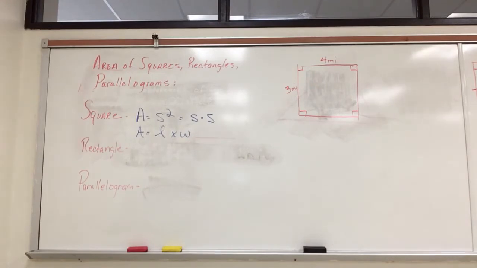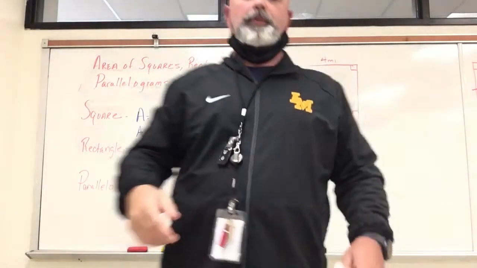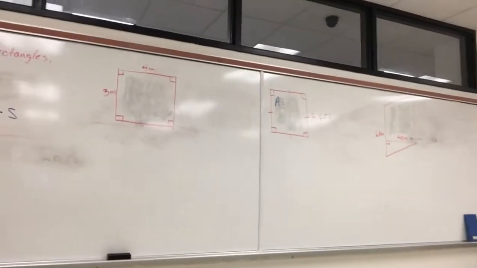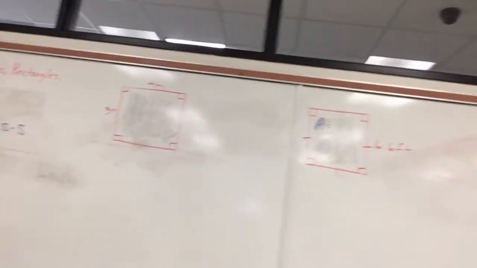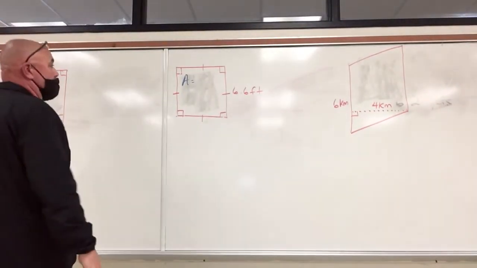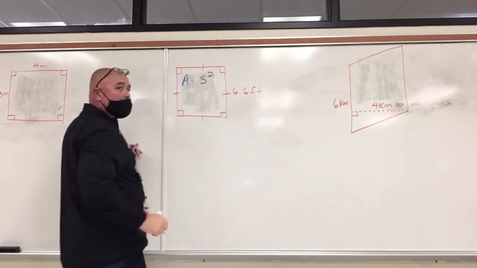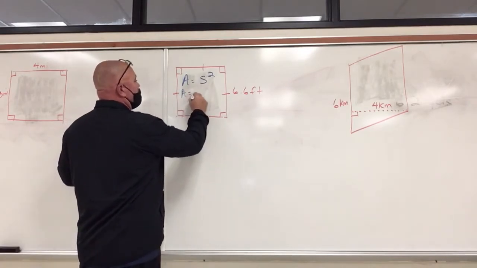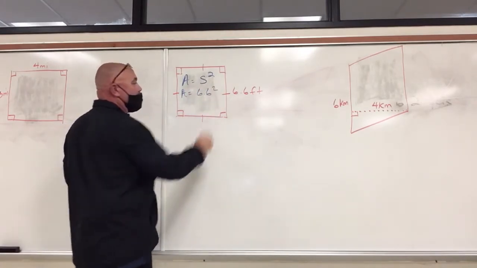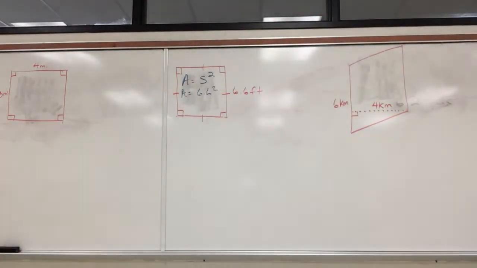All right, so here we go. Let's find the area of this square. Got to move this over here. There we go. All right. Everybody take your handy dandy calculator, and we know for the area of the square we square the side. So the area of this square is going to be 6.6 squared. Everybody take your handy dandy calculator, type in 6.6, find the X2 button.